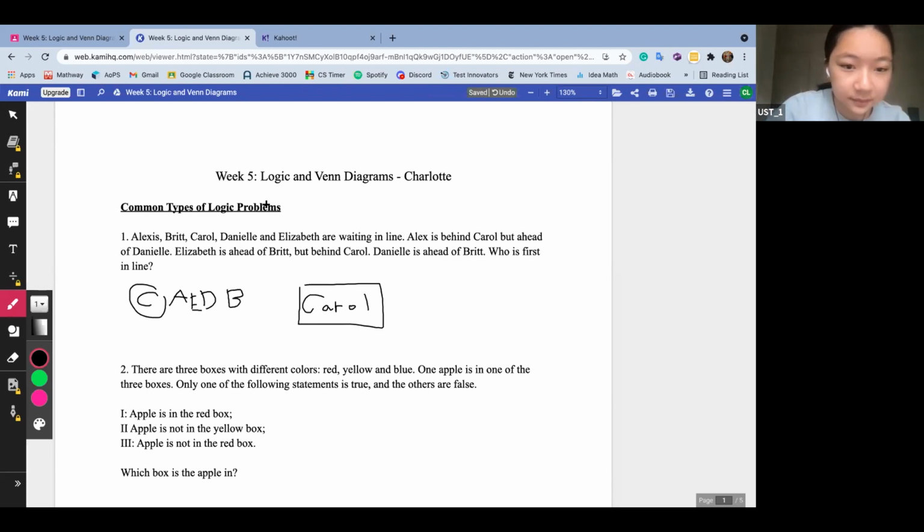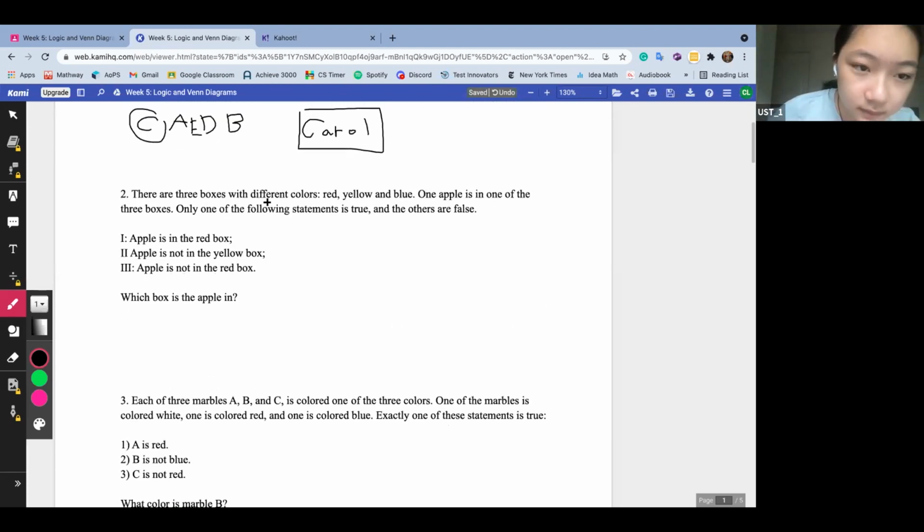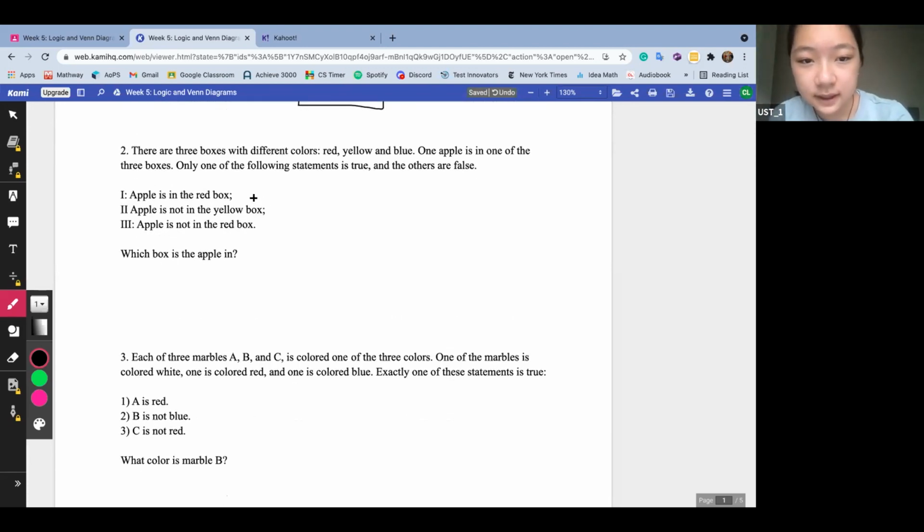Okay, we move on to the second question. There are 3 boxes with different colors, red, yellow, and blue. One apple is in one of the 3 boxes. Only one of the following statements is true and the others are false. 1, the apple is in the red box. 2, the apple is not in the yellow box. And 3, the apple is not in the red box. Which box is the apple in? I'll give you a minute to try it.